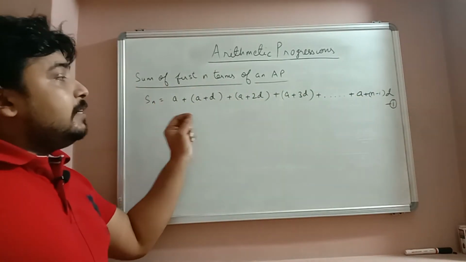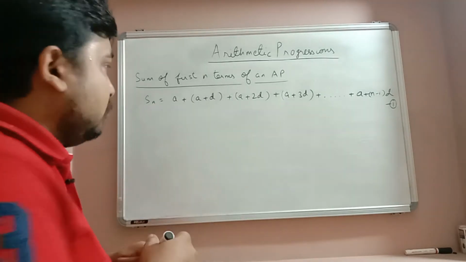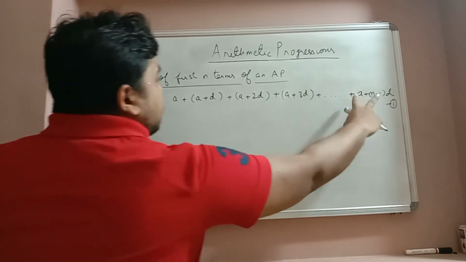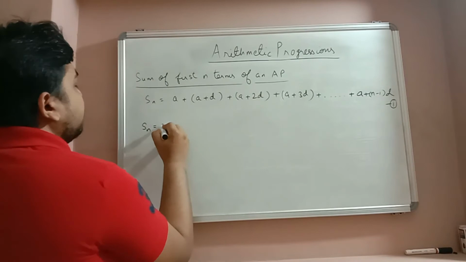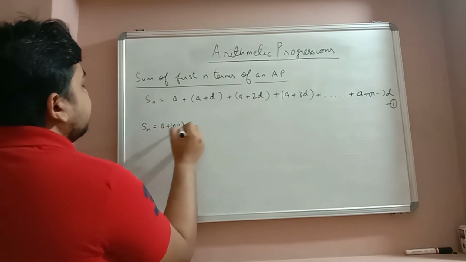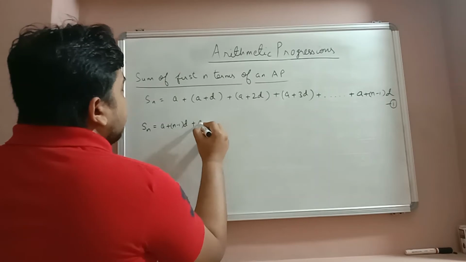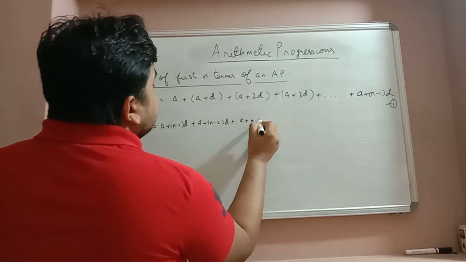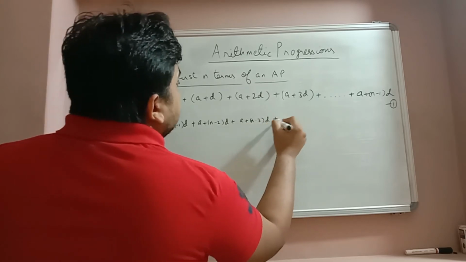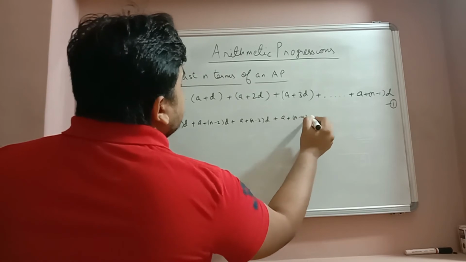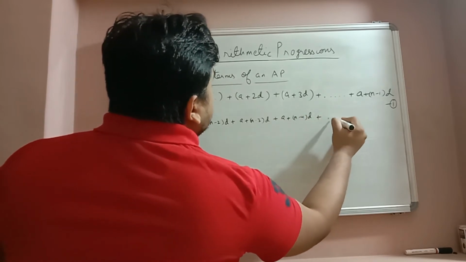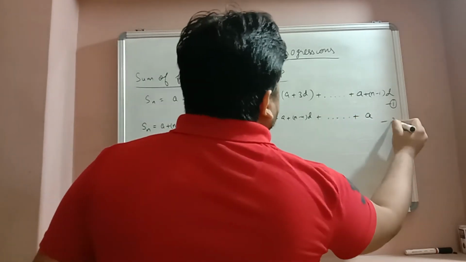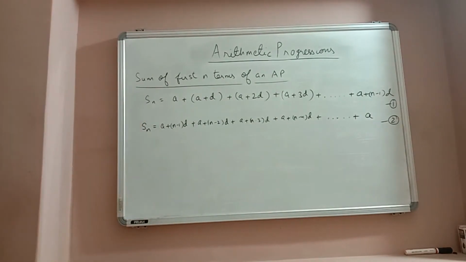Now let us write this equation in the reverse order. So we can simply write this in reverse order as Sn equals, this last term will become the first term, so it will be a plus (n minus 1) into d, plus a plus (n minus 2)d, plus a plus (n minus 3)d, plus a plus (n minus 4)d and so on, up till a. And this becomes our equation number 2.